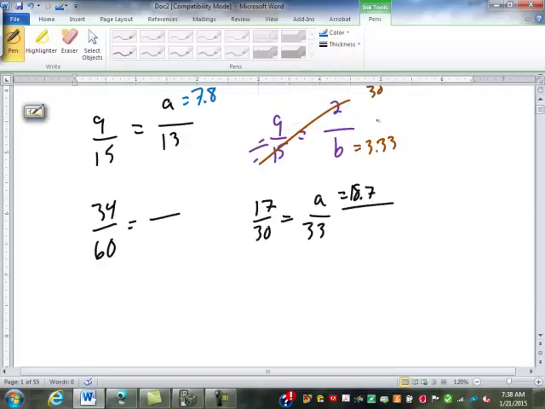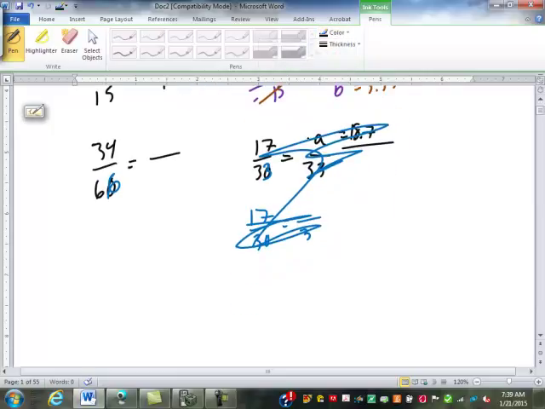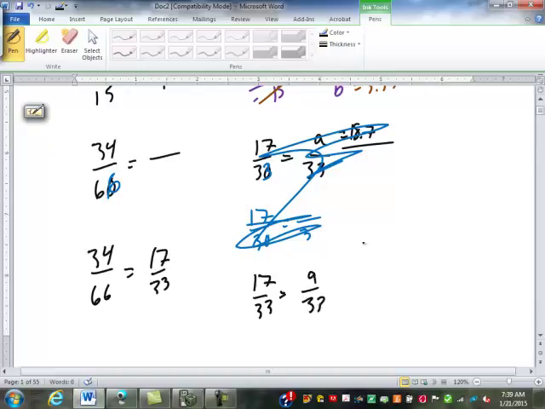For B, we're at 17 to 30. B is going to go on bottom. Wait, should be 17 to 33, shouldn't it? Wait a second. Yeah. Okay. On that one, I don't know what I did wrong. It comes out to be 17 exactly, I believe. Yeah, this should be 17 here. Right. Okay, I got to wake up for the morning. So 34 to 66 is actually the ratio, which reduces to 17 to 33. So 17 over 33 equals A over 33. Well, A has to be 17.